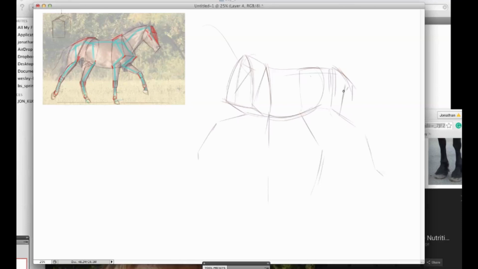Okay, so what I'm doing is basically marking where my armature of the bone construction is. It also helps me find the general mass of the body. So the two main things I want to really focus on is getting my basic mass and my basic bone construction in.